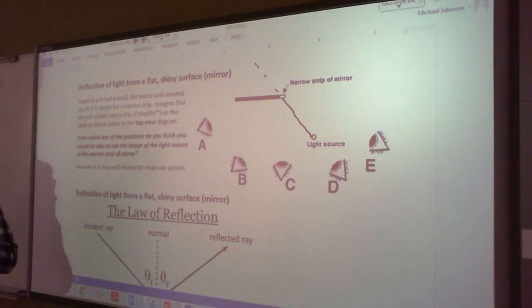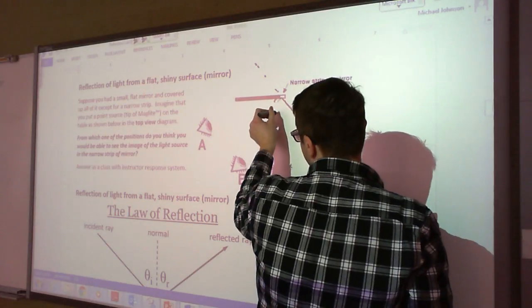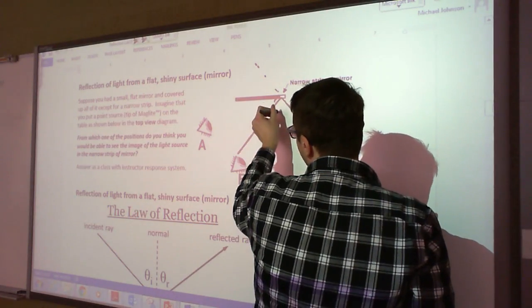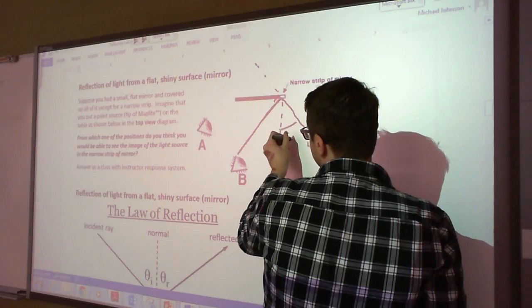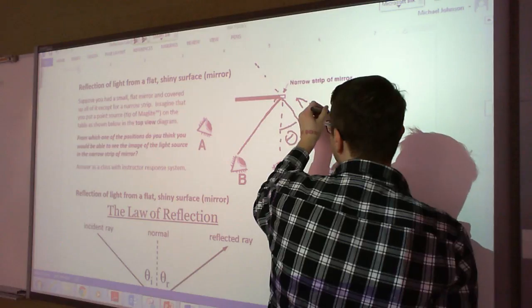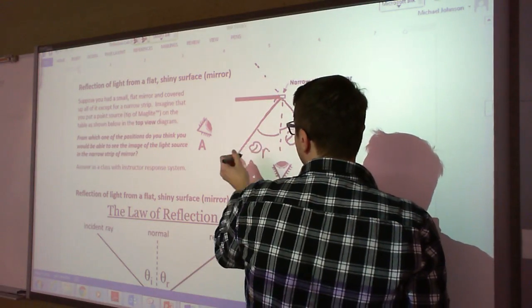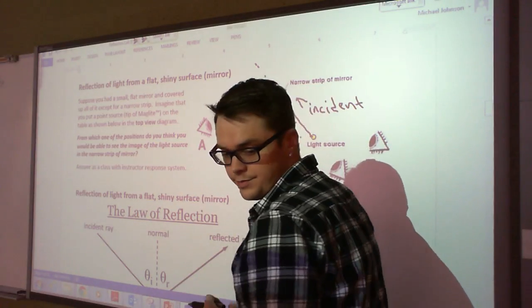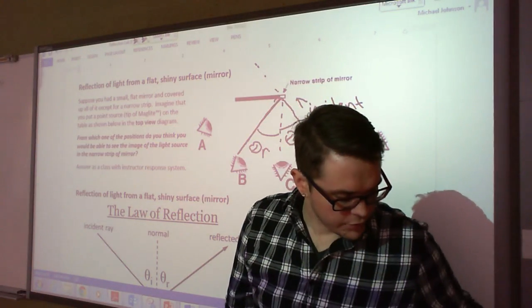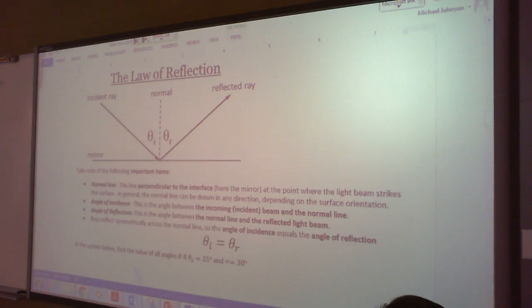B. And that's using the idea that reflected light reflects at the same angle as the incident light, right? So this incident angle from this incident ray is the same as this reflected angle from this reflected ray. And that's the law of reflection that some of you saw as you worked through the tutorial, right? That this incident angle is going to be equal to the reflected angle.